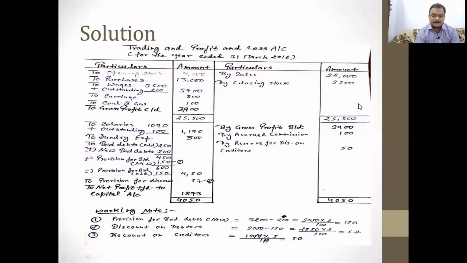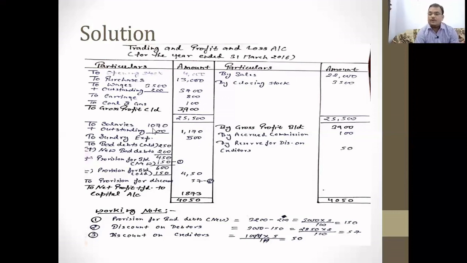You have to add the credit side, that is 25,500, and add the debit side, and after that compare debit and credit. If the credit side is more than the debit side, then the balance comes as gross profit, and it is noted as gross profit c/d at the debit side of the trading account. You have to transfer this, 3900, to the credit side of the profit and loss account, and all indirect expenses like salary, sundry expenses, all these types of expenses.